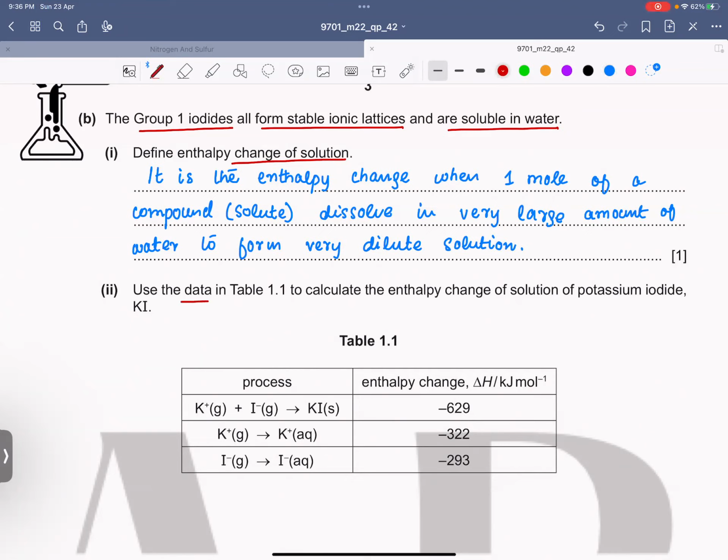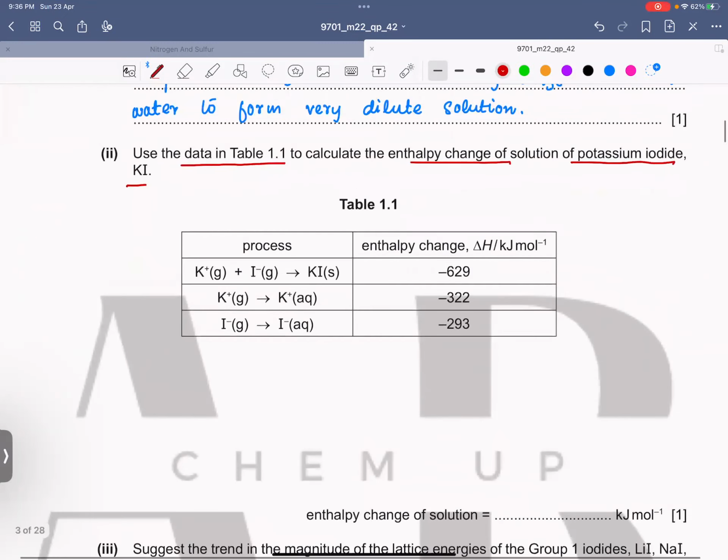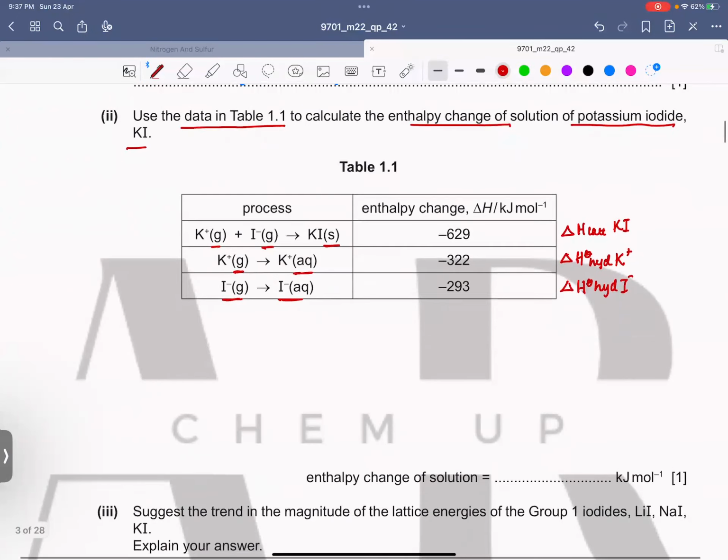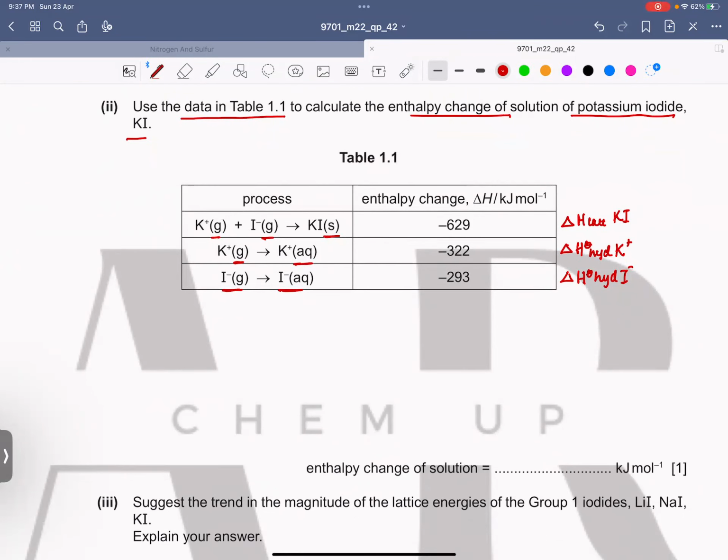Next, use the data in table 1.1 to calculate the enthalpy change of solution of potassium iodide. Okay. So if you see over here, we can mark it as the lattice energy of potassium iodide, because the gaseous ions are turning into an ionic solid. The gaseous potassium ion turning into aqueous potassium ion makes this the enthalpy change of hydration of potassium ion. The gaseous iodide ion turning into aqueous iodide ion makes this the enthalpy change of hydration of iodide ion. Okay. If you remember the expression, you can do it with the expression as well. But if you make a Hess cycle, then it would be easier to understand.